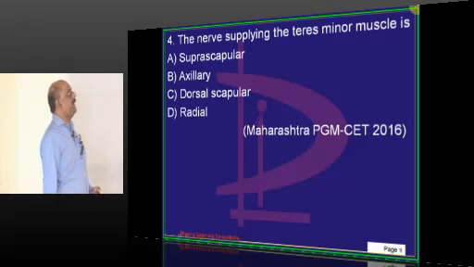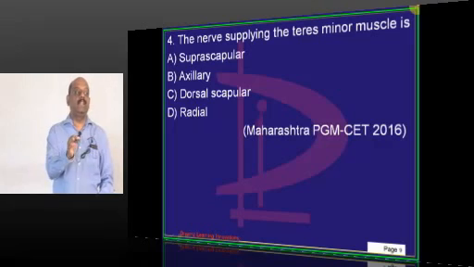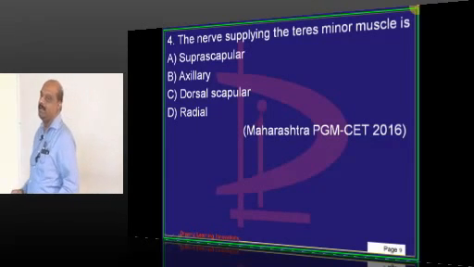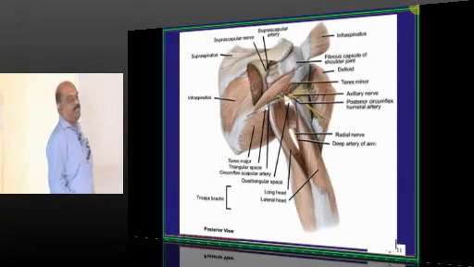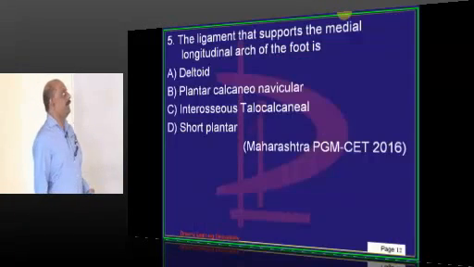What is the nerve supply of teres minor? So you all know the 6 group of muscles: supraspinatus, infraspinatus, teres minor, etc. So it is the axillary nerve which ultimately goes and supplies the teres minor is what you need to remember.